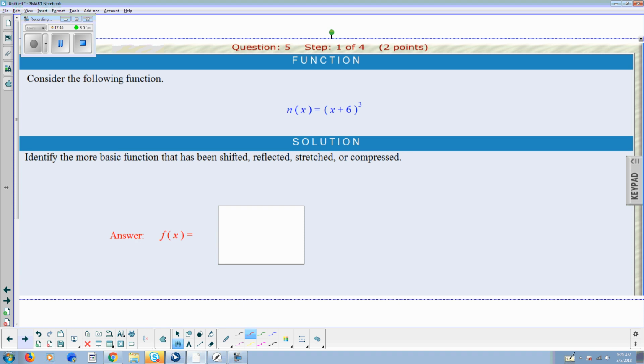Okay, consider the following function. Identify the more basic function that has been shifted, reflected, stretched, or compressed. Basically, take anything out that's not an x. And this is going to be x to the 3rd power is the basic function. Okay, so that's easy, part 1.